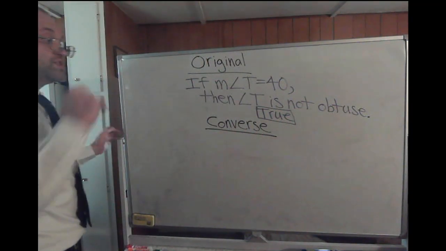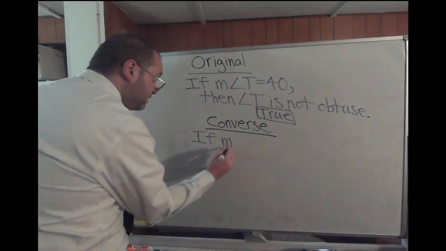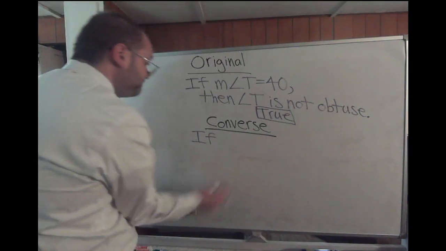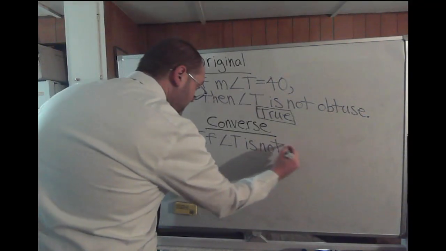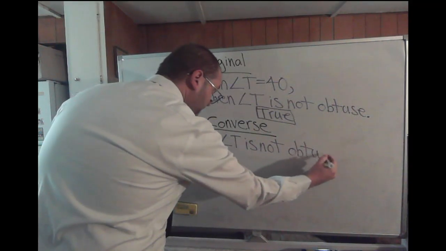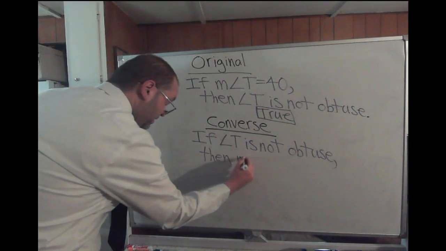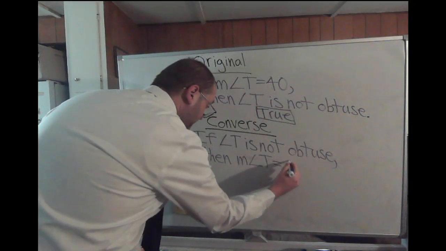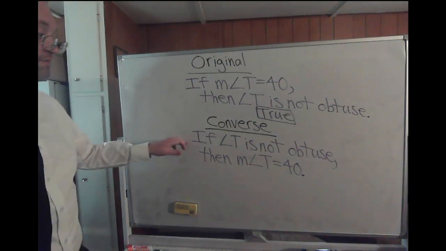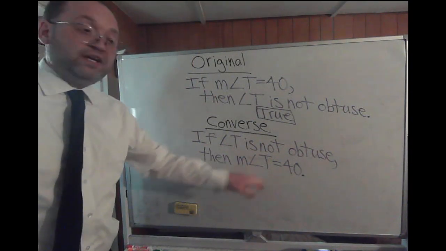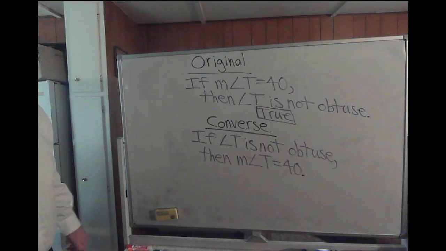Now, how about the converse of this statement? It would read, if angle T is not obtuse, then the measure of angle T equals 40. Alright, so if angle T is not obtuse, then the measure of angle T equals 40 degrees. That's the converse. Well, right away we should see this as a false statement.